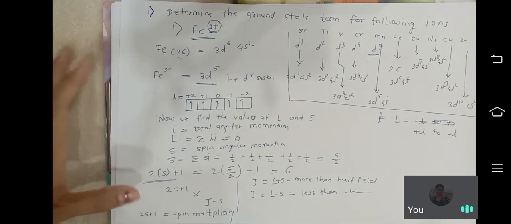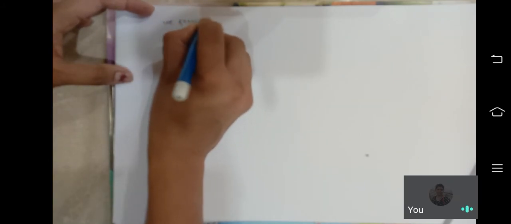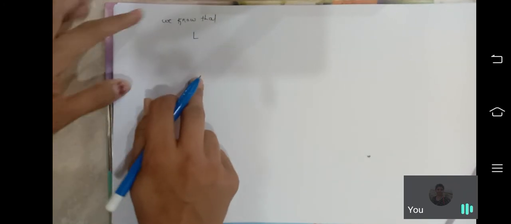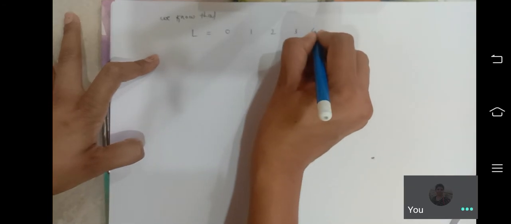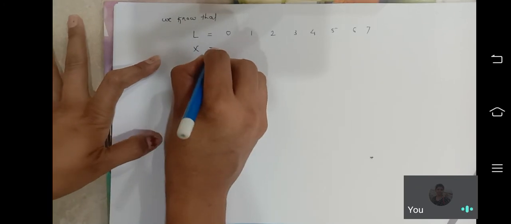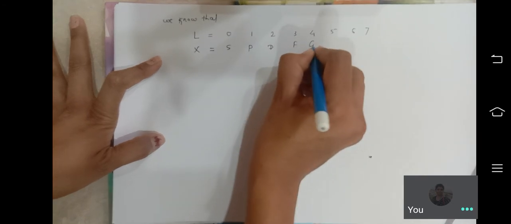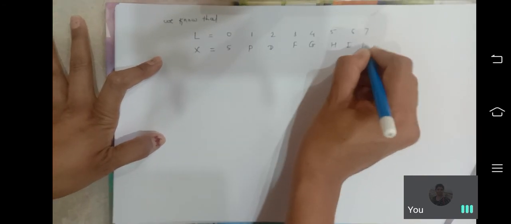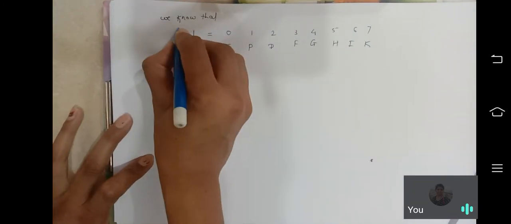Then we know that L, this is again very much important. L is equal to 0, 1, 2, 3, 4, 5, 6, 7. At that time, what are the values for X? S, P, D, F, G, H, I and K. J is not taken. S, P, D, F, G, H, I, K. This is very much important.